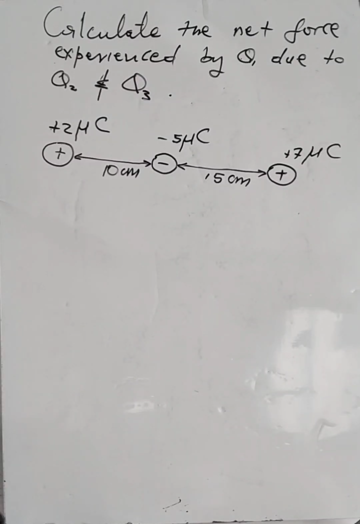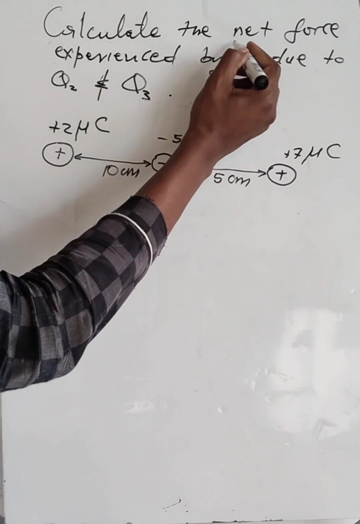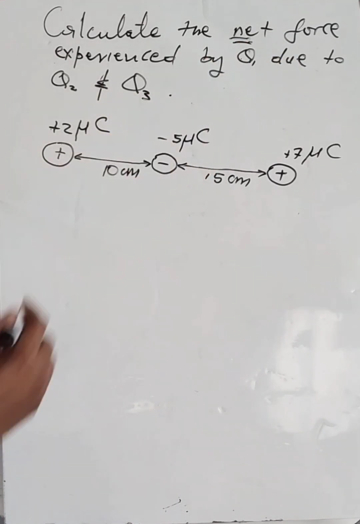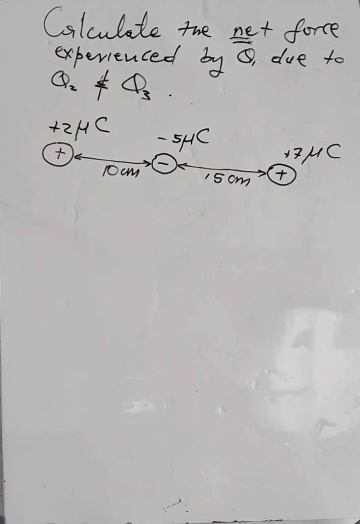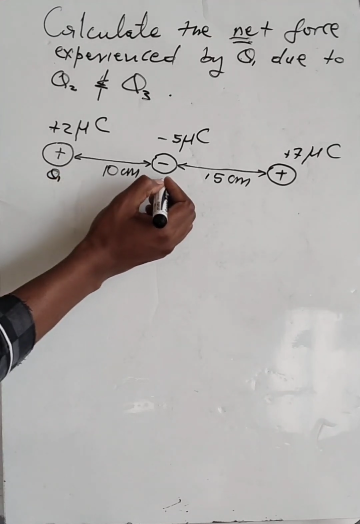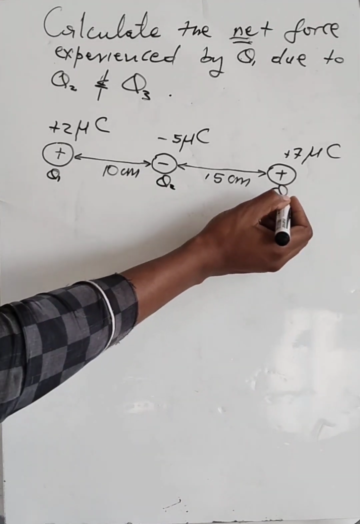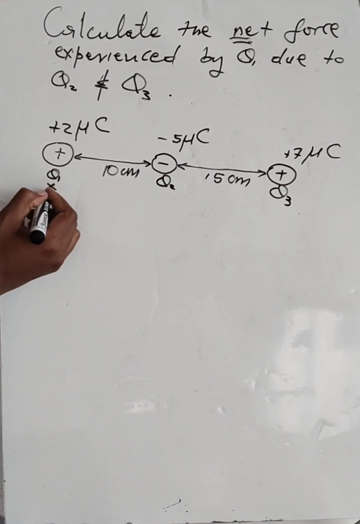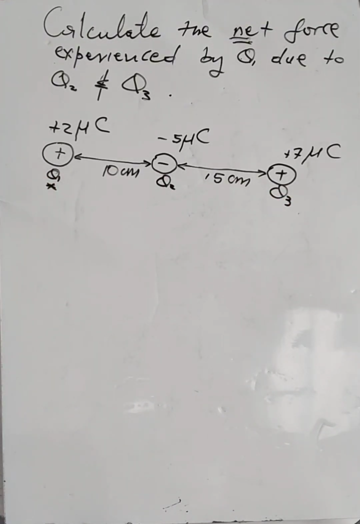Calculate the net force experienced by Q1, Q2, and Q3. Because of that net, we have to first draw a force diagram, but the focus is on Q1. We have Q2, we have Q3. The focus is on Q1, okay?